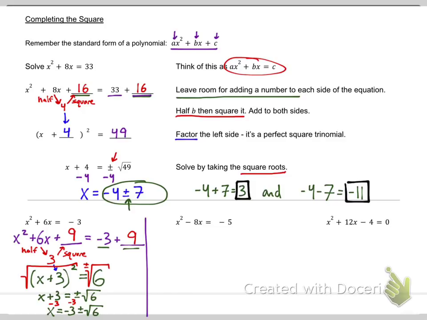For the next problem, we're going to do the same thing. So let's put a blank on each side. What am I going to put in the blank? Well, it's half of b. So half of negative 8 is negative 4. And then square it. Be very careful that negative 4 squared is a positive number.